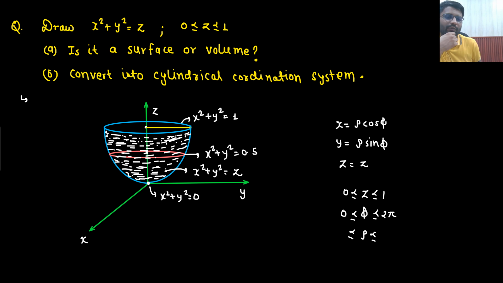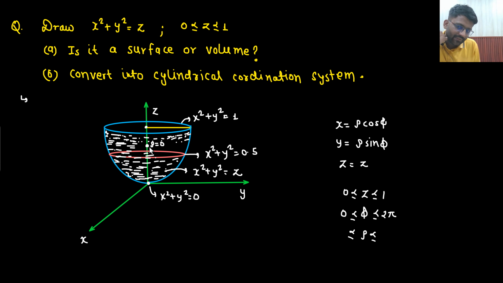Rho will be going from where to where? Rho is the radial distance from the z axis. This is your z axis. From the z axis, what is the radial distance? Let's say you are standing at some point inside. Here, what is the value of rho? Here, the value of rho is 0.